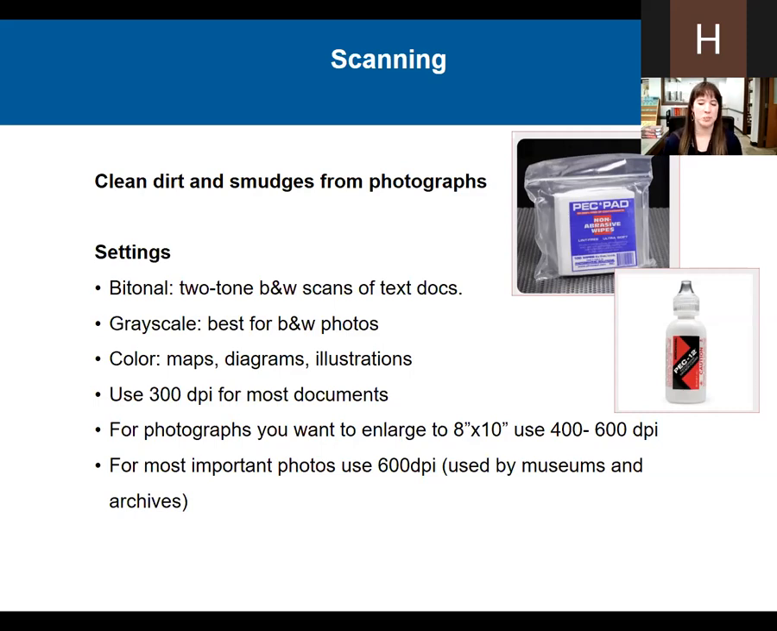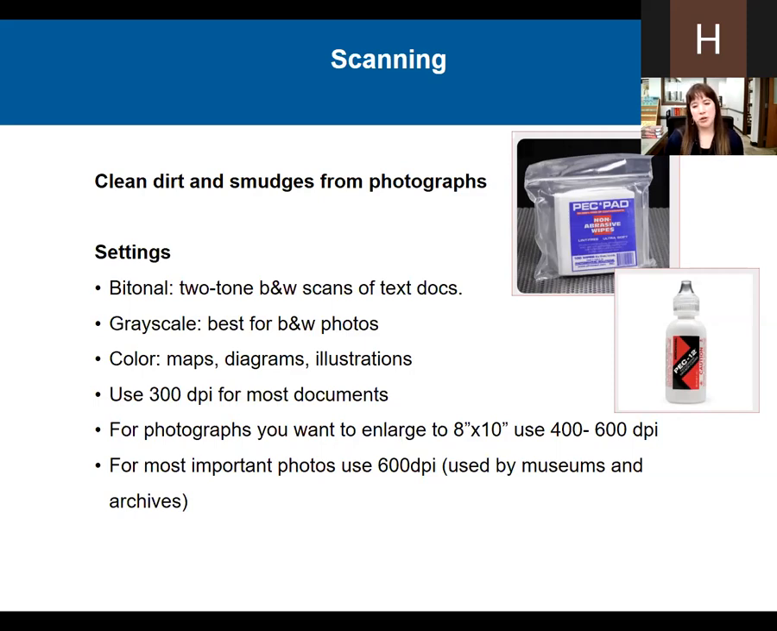DPI means dots per inch. You may also hear people talk about PPI, which means pixels per inch. The difference between dots per inch and pixels per inch is the difference between printing and a digital image. So PPI means how many pixels are in the photo, versus dots, which is how many dots are in your printout.